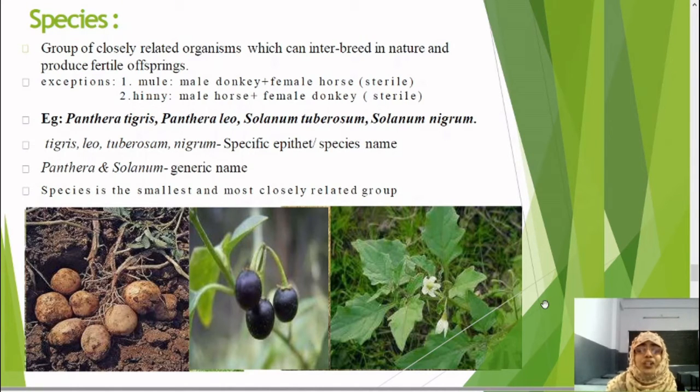The condition under which these organisms can interbreed is that the organisms should be of the same species and should produce fertile offspring, which can produce the further generation. Species are the smallest group of organisms and are very closely related. You can see an example, tigris and leo. These are very closely related organisms which are kept under the category of species.